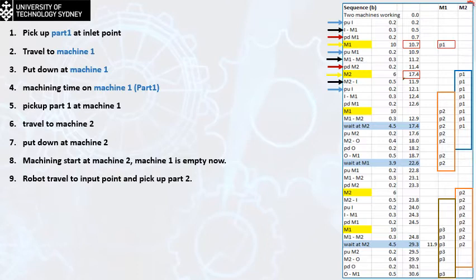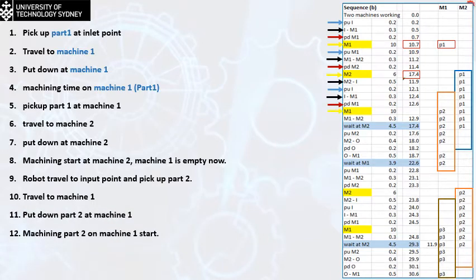This will make 11.9. And then we pick up part number 2 from the input point, and this will take something about 0.2 minutes, and this will make it totally 12.1 minutes. Travel with part number 2 to machine number 1, put it down there, start the machining.